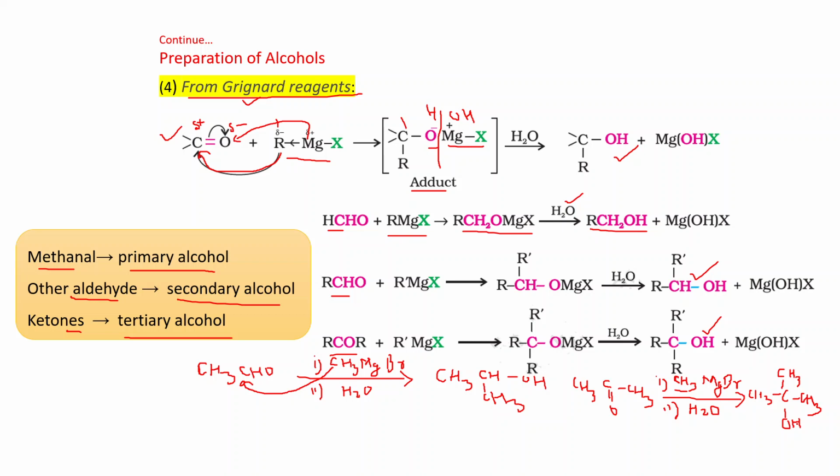And these reactions are very important to increase the number of carbon atoms in the product. That is, this reaction is used to ascend the series. If you compare, in this case 2 carbon atoms are there, but the product formed will contain 3 carbon atoms. In this case, 3 carbon atoms are there, and the product formed contains 4 carbon atoms. By changing the nature of the Grignard reagent, you can also change the product.